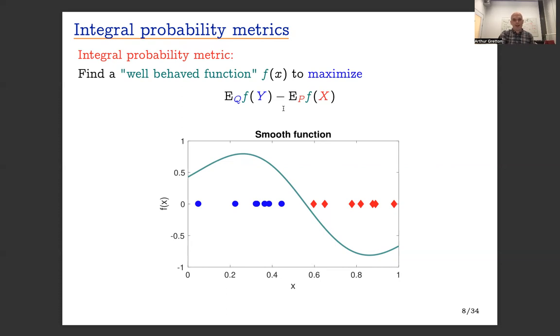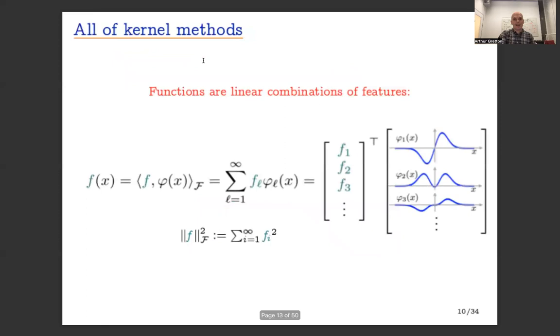All right. So how do we now define our class of well-behaved functions? Well, the class of functions you use determines the integral probability metric that you get. We're going to use reproducing kernel Hilbert spaces as our witness class. So the next two slides are a crash course in reproducing kernel Hilbert spaces. These functions are actually quite simple. They're just functions which are linear combinations of features, but there may be an infinitely large dictionary of features.